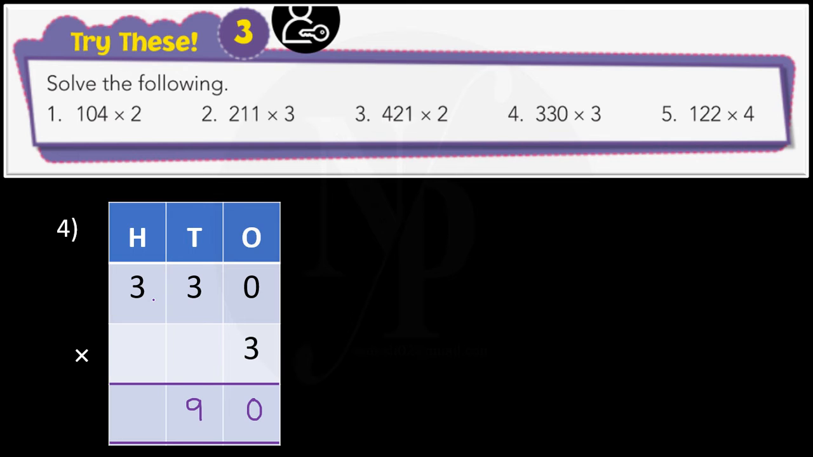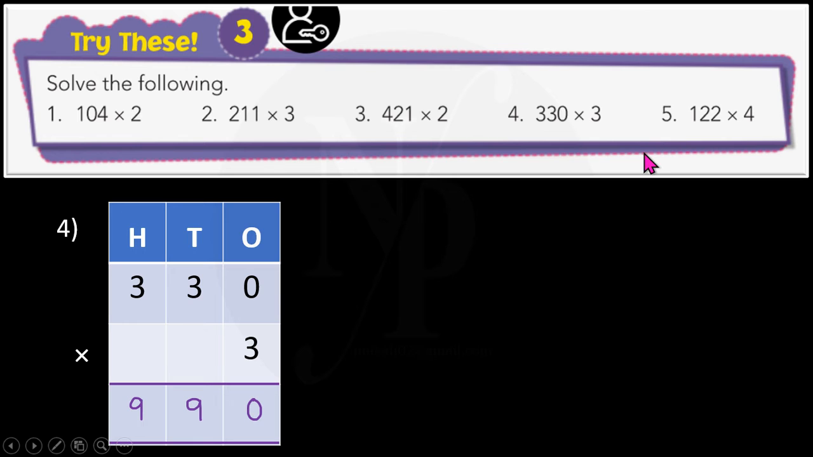Again we have 3 in hundreds place. So it represents 3 hundreds. So 3 hundreds into 3 is 9 hundreds. So we write 9 in hundreds place, which will be 900. Therefore the product is 990. That is the product of 330 and 3 is 990.